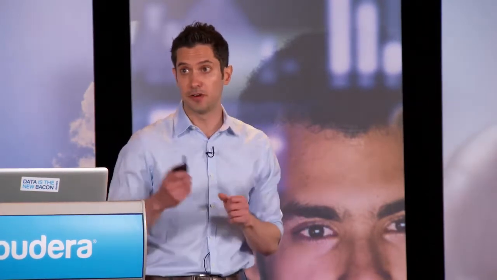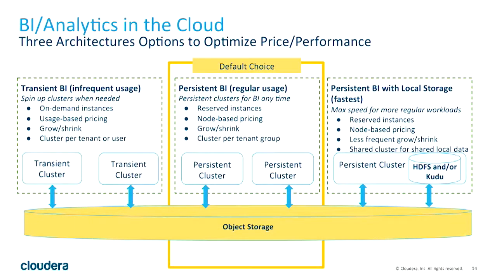Because of these benefits, Fred sort of touched upon this, and I'll go a little bit more in depth on these. There are three different application patterns that we see. One is your transient BI clusters. These are your clusters that you spin up as and when you need them. You have your persistent BI running against object storage, and then you have your persistent BI that uses local storage in addition to object storage underneath.